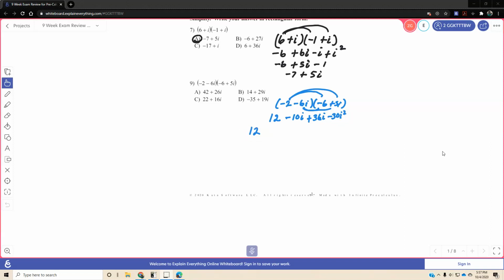So we have 12 plus 26i, negative 30 times negative 1. So we have 12 plus 26i plus 30. So we have 42 plus 26i. So your answer is A. I went ahead and used the FOIL method.